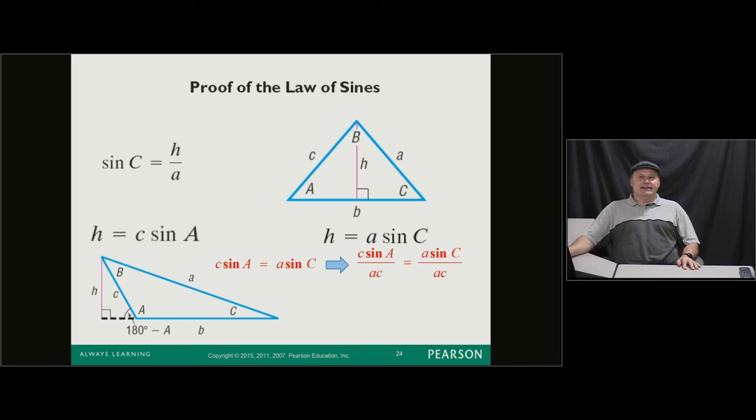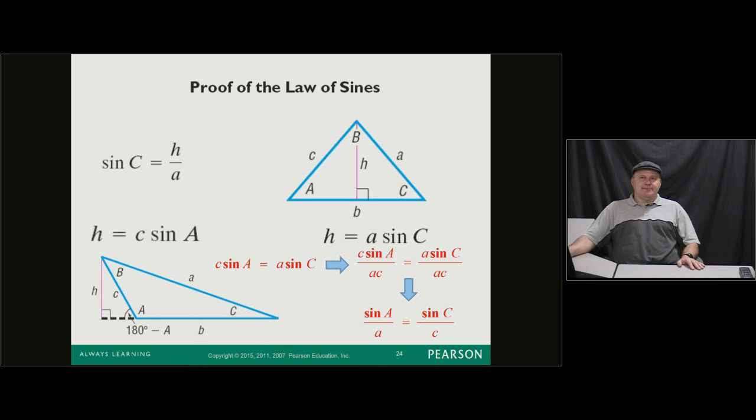Now if you divide both sides of the equation by AC, the numbers out front, you get sine of angle A over little a equals the sine of angle C over little c. So that's the proof of the first of the three. You can prove the second of the three by drawing a different height using a different part of the triangle. But it works the same no matter which way you slice it.